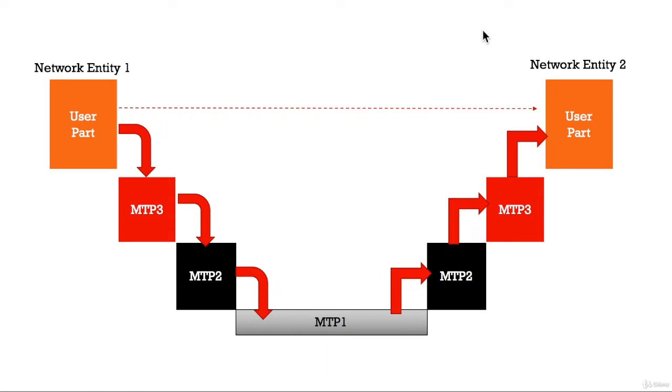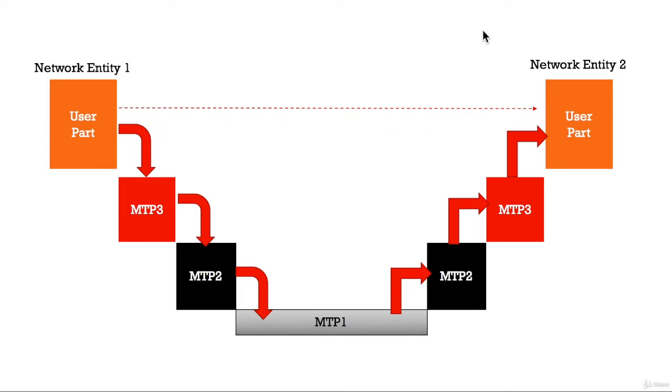Let's take the example of the ISUP protocol. ISUP is a user part protocol. So if there are two network entities, let's say the exchange of Verizon and the exchange of Bharti Airtel, these two entities need to communicate using the SS7 suite of protocols. Then this is the common process that the message, the control information, has to go through before it reaches the other exchange.